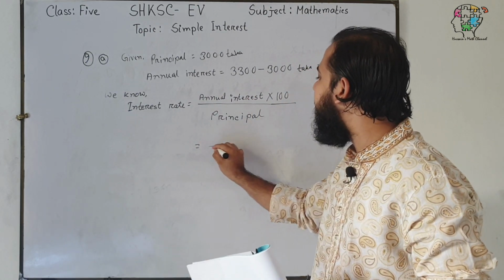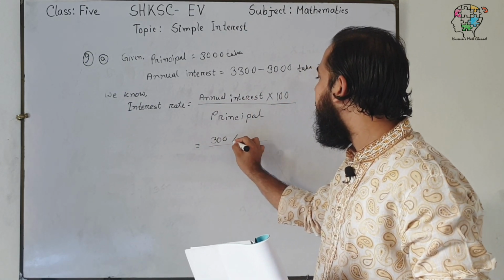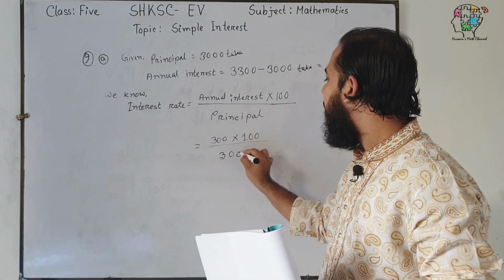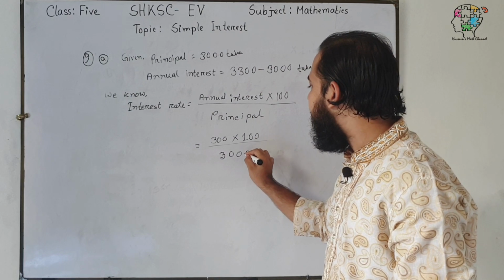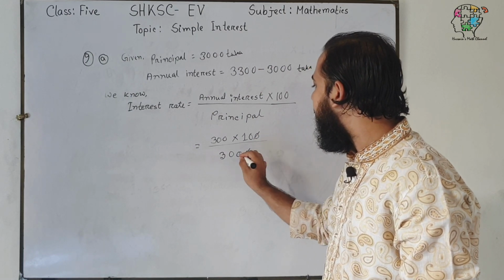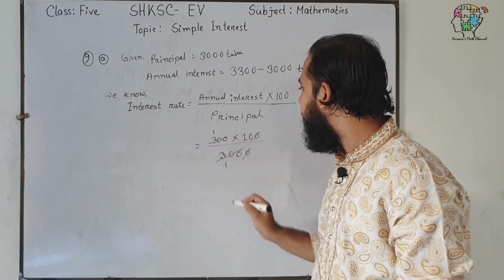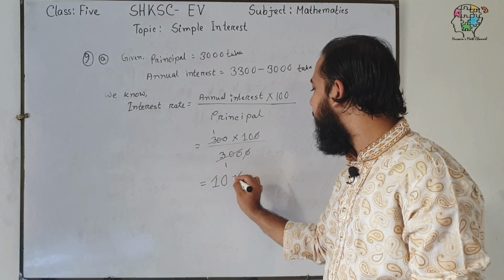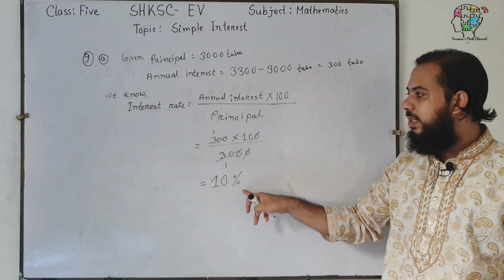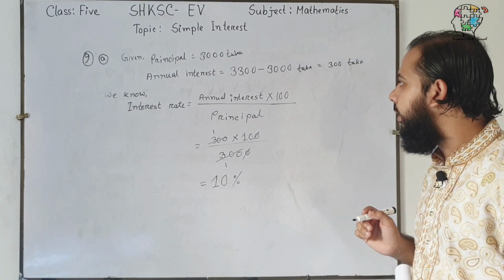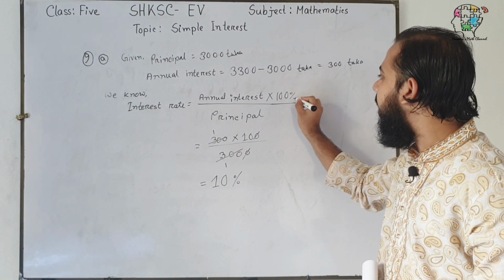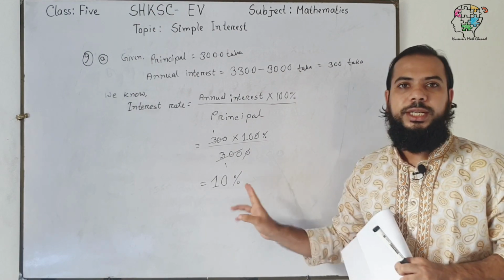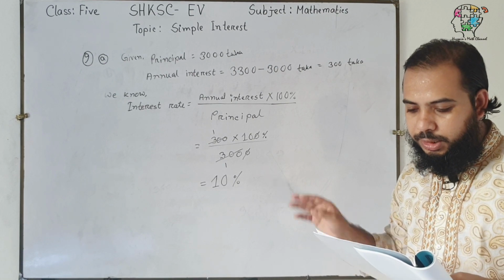So annual interest here is 300 times 100 and the principal was 3,000. Now if we cancel this 0 and 0 and then 300 and 300, that means interest rate will be 10%. So in the answer we have to write percent. Okay, or here you can write 100% here, no problem with that. So the annual interest rate is 10%, which is our question number A.